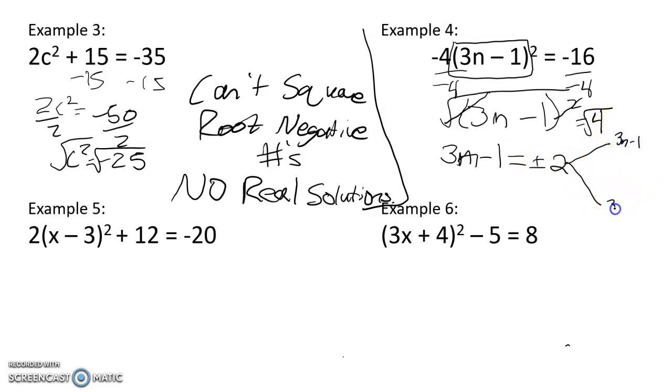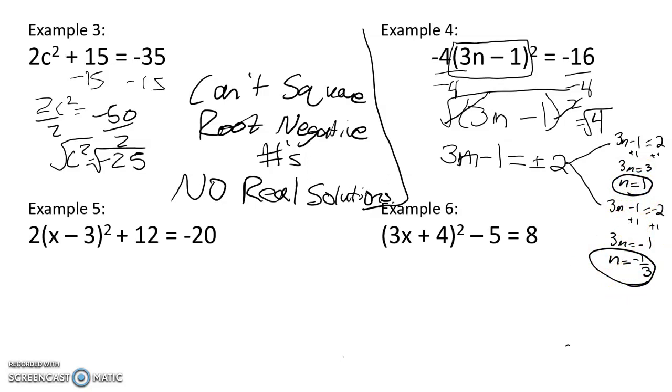3n minus 1 stays the same. The only thing that's going to change is the 2. It's going to turn into +2 and a -2. All right? And then from there, it's just solving linear equations. Add the 1. 3n equals 3. Divide the 3. n is equal to 1. Add the 1. 3n equals -1. Divide the 3. n equals -1 over 3. Okay? So that's kind of the parenthesis method there.